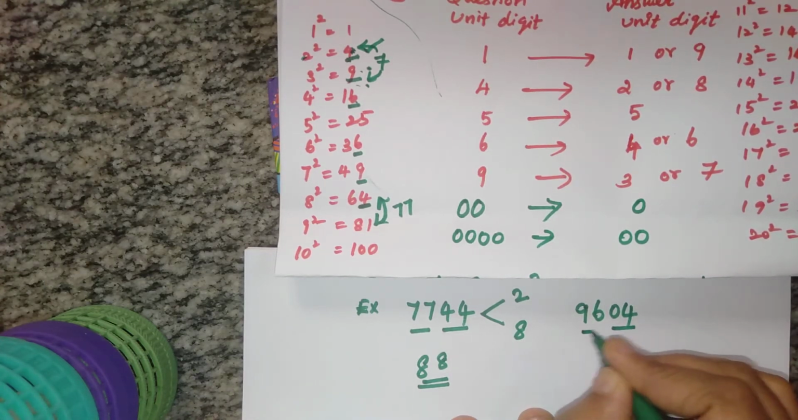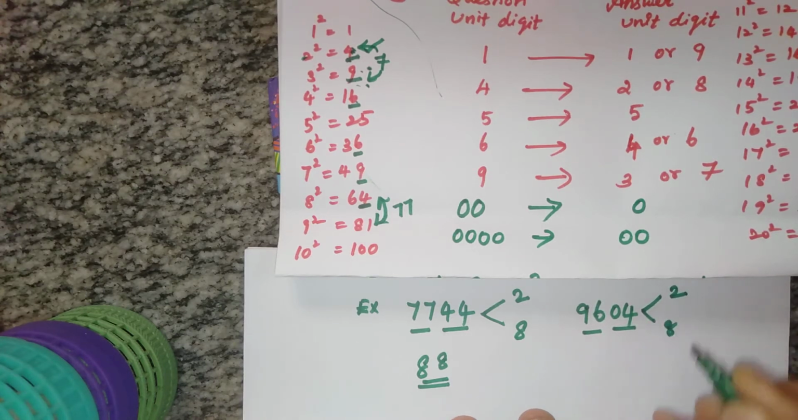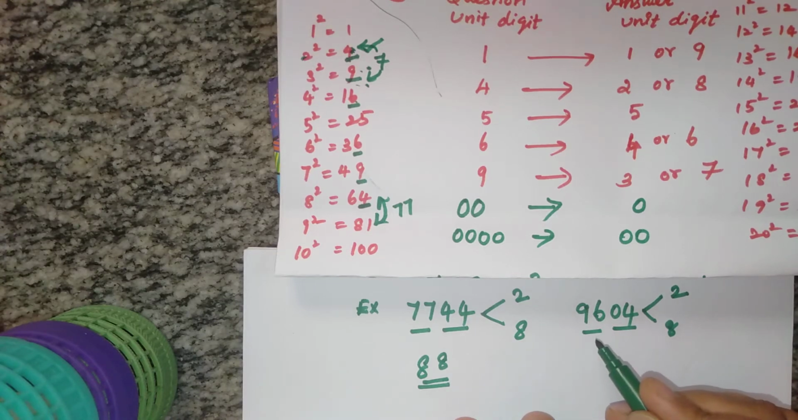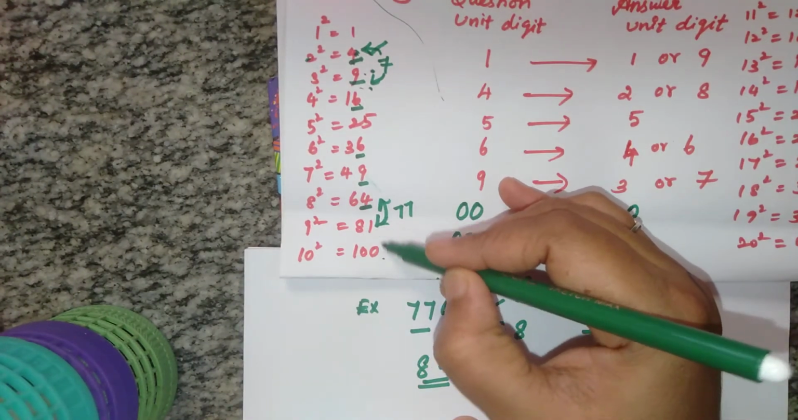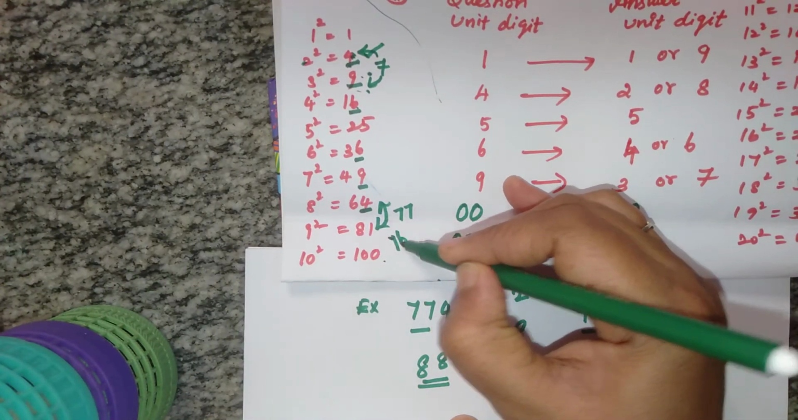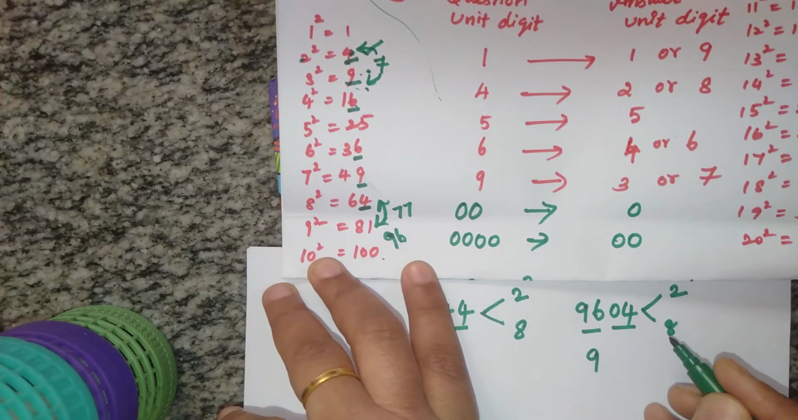9604. Take 2 pairs. It's a 4, which means we know clearly 2 and 8. Now in this 96, where will it be? Here, 81 to 100. So 96 is here only. So compulsorily the answer will be 92 or 98.